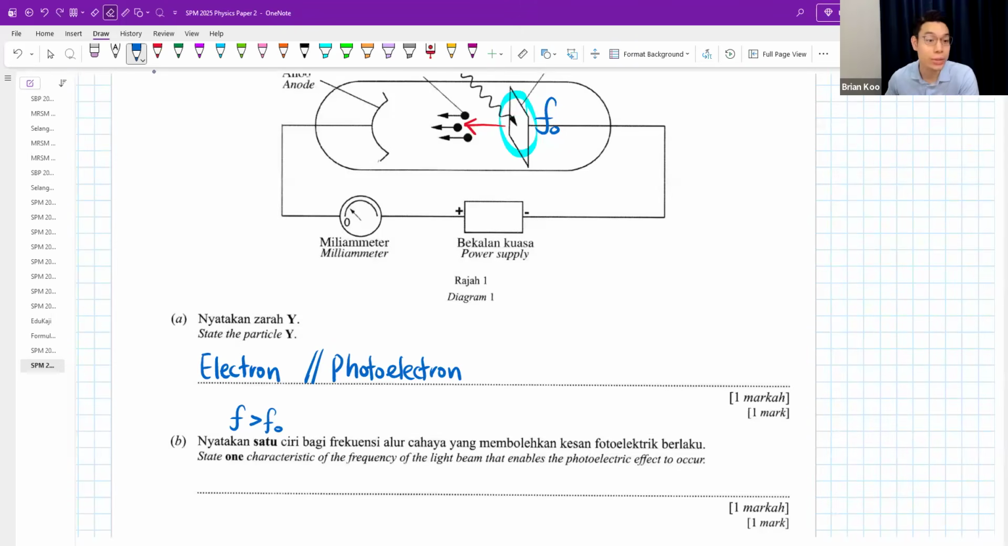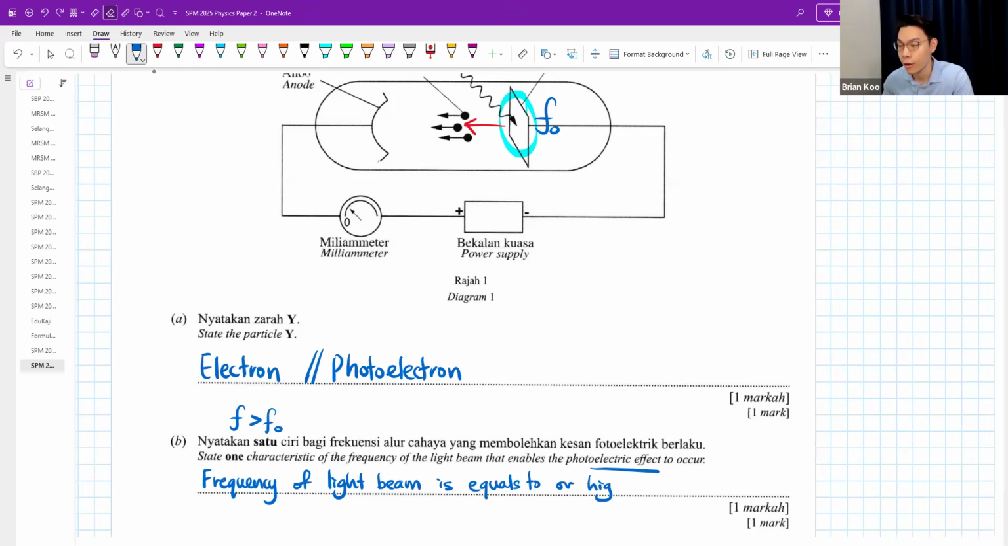Frequency of light higher than threshold, so that photoelectric effect can occur. Frequency of light beam is actually equal also can. Is equal to or higher than the threshold frequency of the metal.